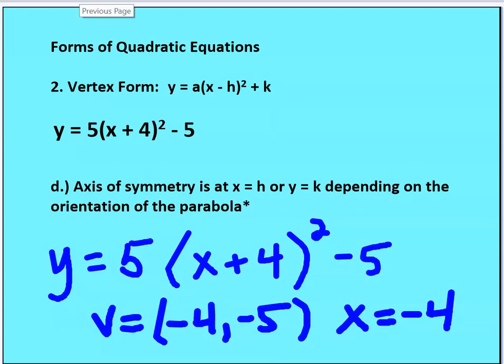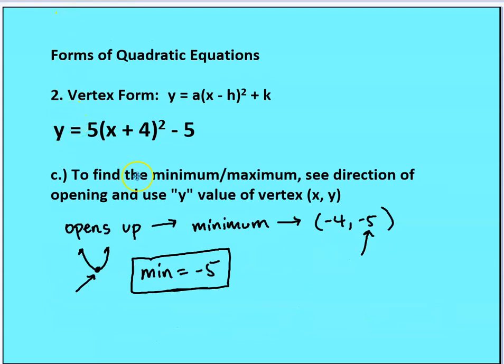All right, so next, I think I skipped something. To find the minimum and maximum value, we're going to see the direction of the opening, and then we're going to use a y value. So we said the vertex was -4, -5. The minimum value, because it opens up, it's a minimum value, not maximum, is going to be -5. So minimum is -5.